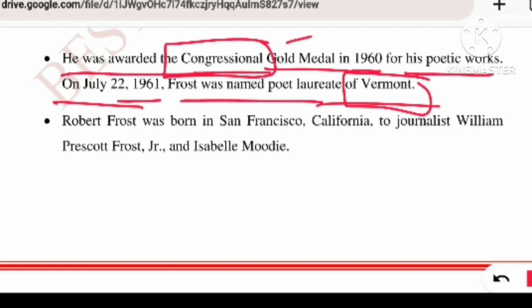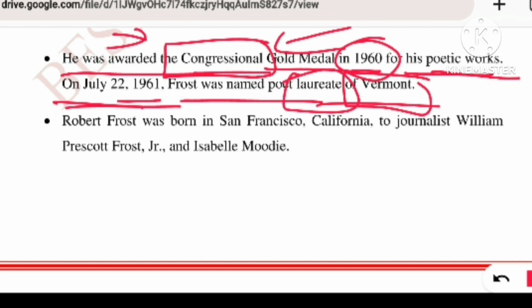Now please keep in mind these dates, years and the awards as well. First of all, the Pulitzer Prize. I will be giving details about all those 4 awards, the dates and the works for which he received them. For now, please remember that the Congressional Gold Medal was received in 1960 for his poetic works, and on July 22nd, 1961, he was given the title of Poet Laureate. This is important for examination.